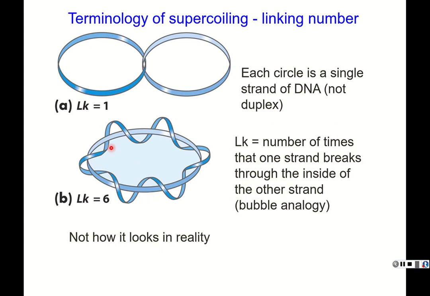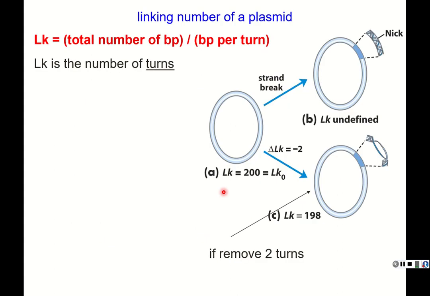This is not a very good picture in reality. It's not really how it looks. But again, this is more of a cartoon to help you understand what the terminology is. In reality, you're not going to be looking at a picture to count the linking number. What you'll do is use a calculation. So linking number is the total number of base pairs divided by the number of base pairs per turn. I.e., linking number is really just the number of turns you have.